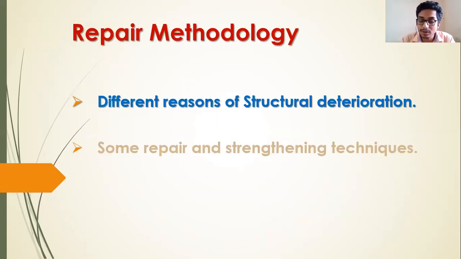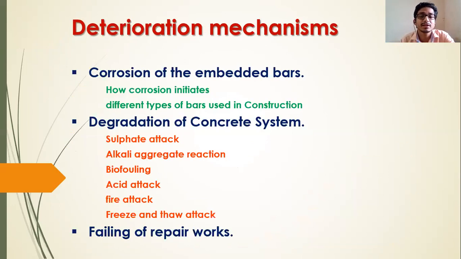So now we'll see some different reasons of structural distress. Here it comes that the three main reasons are, first, corrosion of embedded bars. We are using reinforcing steel bars inside the concrete, which gets corroded after some particular time. And we'll see that this is one reason for that distress.